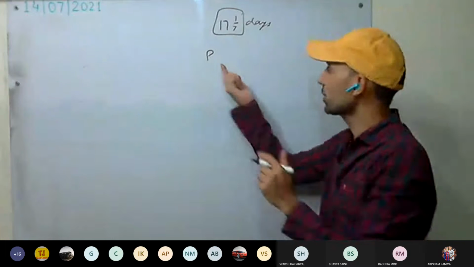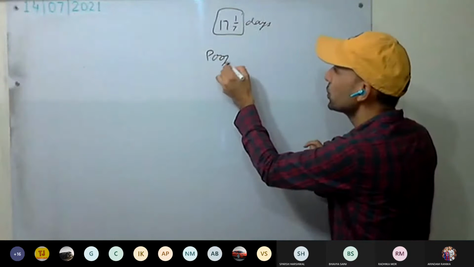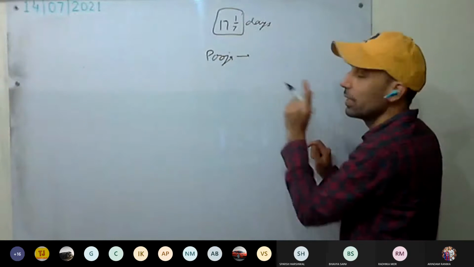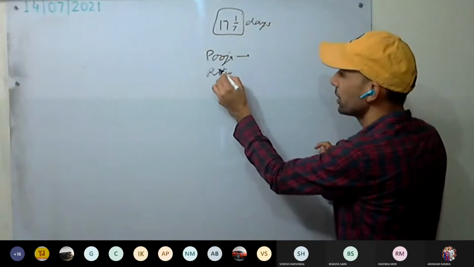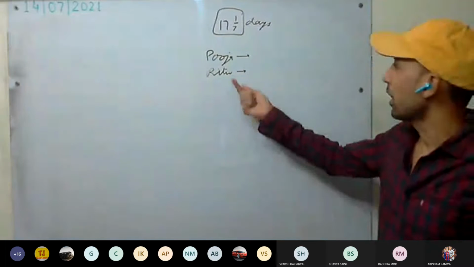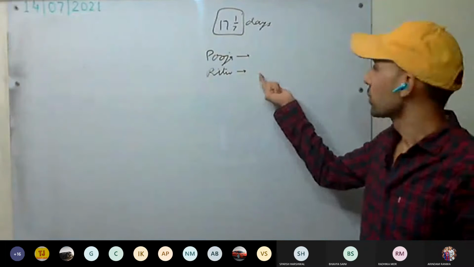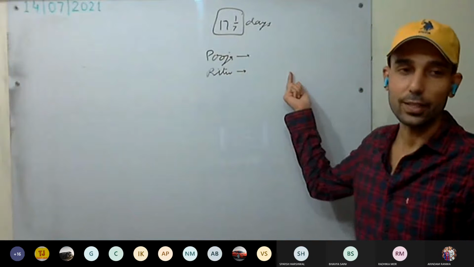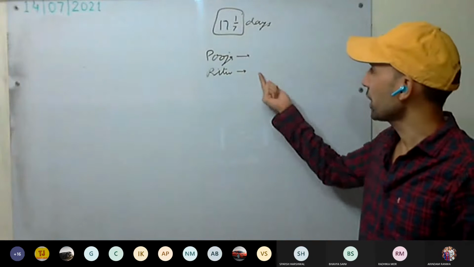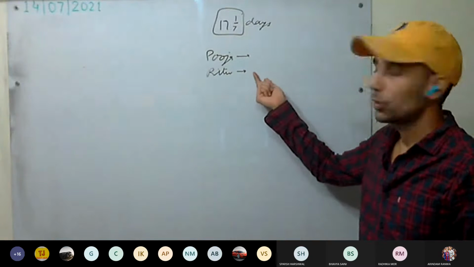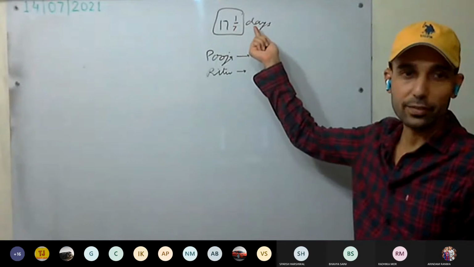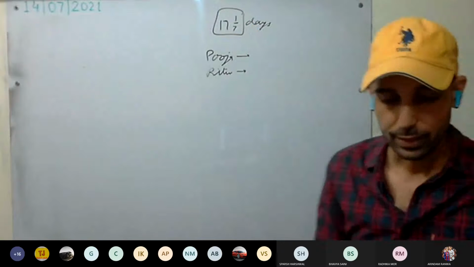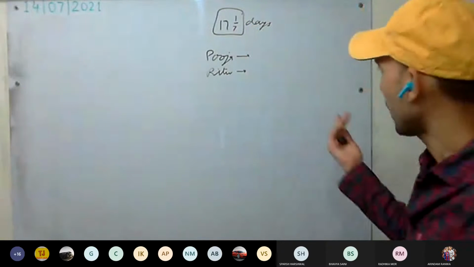Now we have to calculate how many days Pooja will take to complete the work if doing alone, and how many days Ritu will take to complete the work if doing alone. If they are doing alone, how many days will each take? It is for sure that they are going to take more days as compared to when they were working together. So we have to find that.